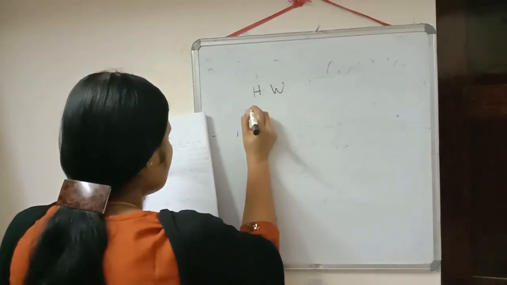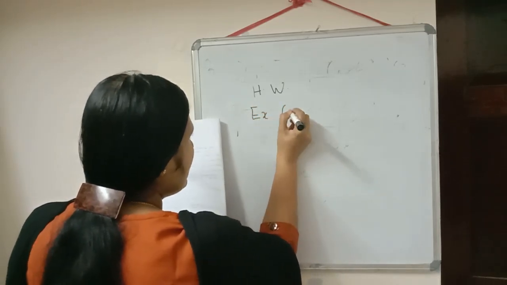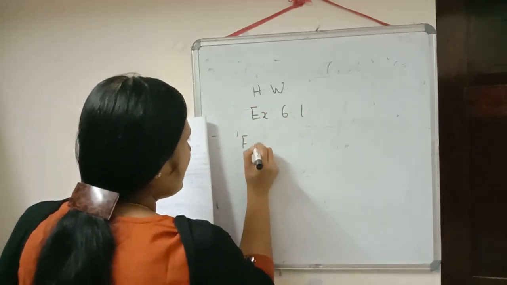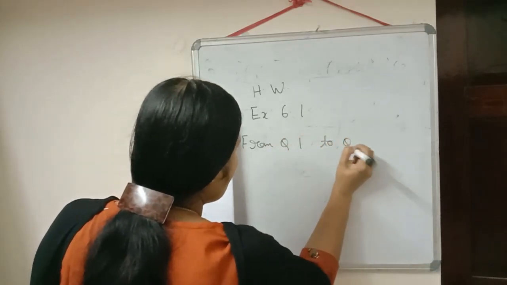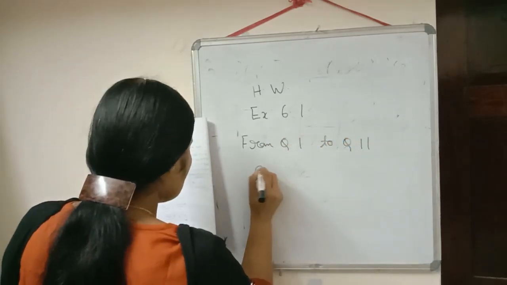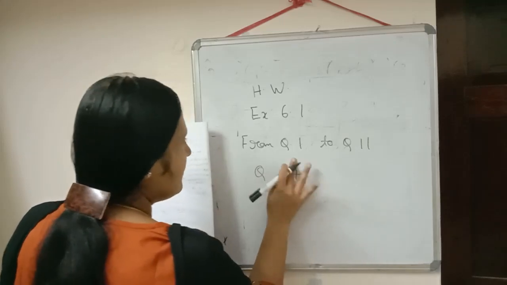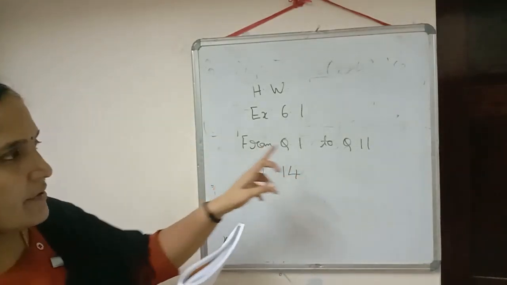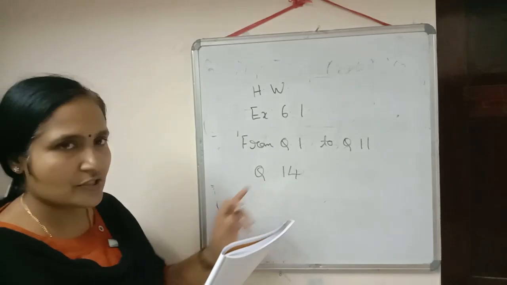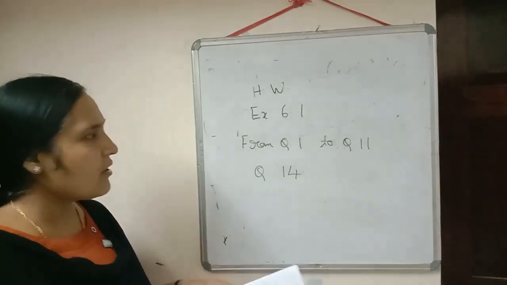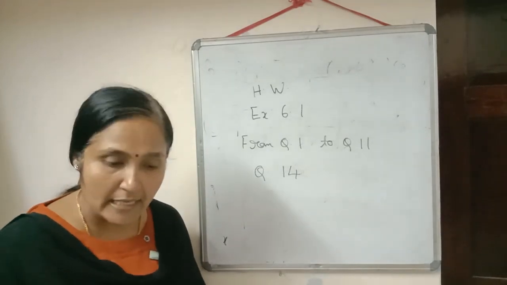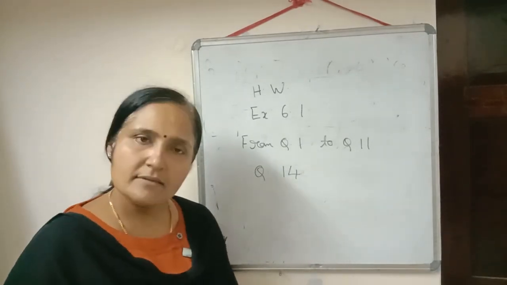Your homework is exercise 6.1, from question number 1 to question number 11 and question number 14. Okay, from question number 1 to question number 11 and question number 14. So these questions are easy. You can solve them, and in case of any doubt you can ask. Thank you.